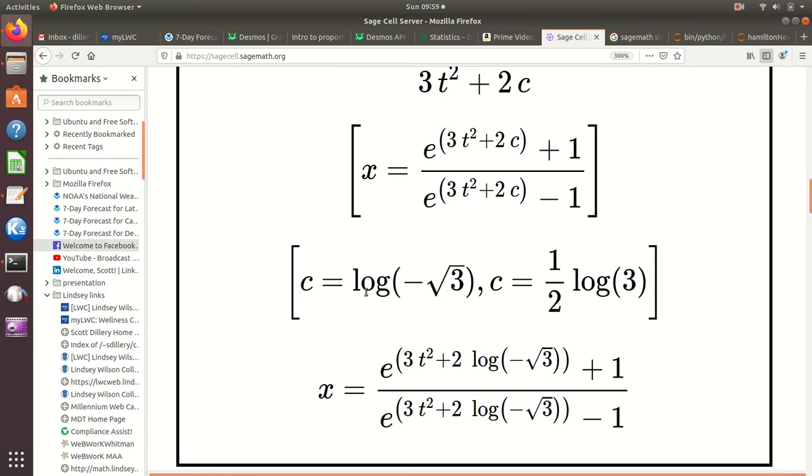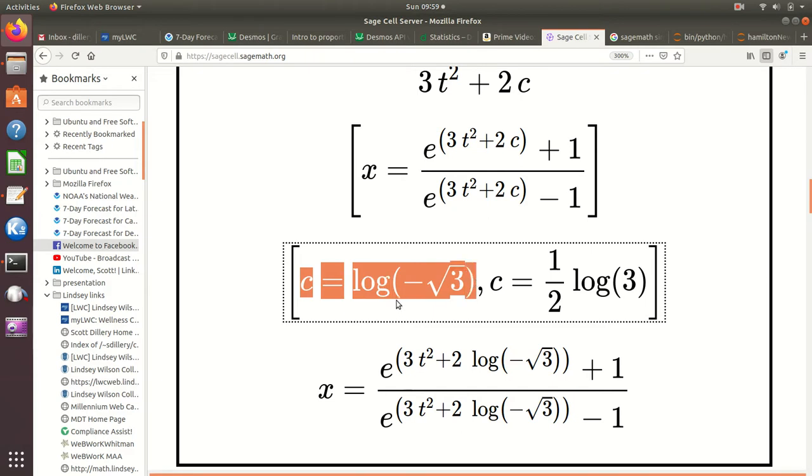Well, look at log of negative square root of 3. Well, that's undefined. Now, it's not undefined in the sense of complex numbers. That actually has an answer in complex numbers, just like the square root of negative 1 has an answer in complex numbers. So that's why Sage thinks this is perfectly fine, because it says, hey, it's just a complex number. No, we don't want it. We just want this real answer.